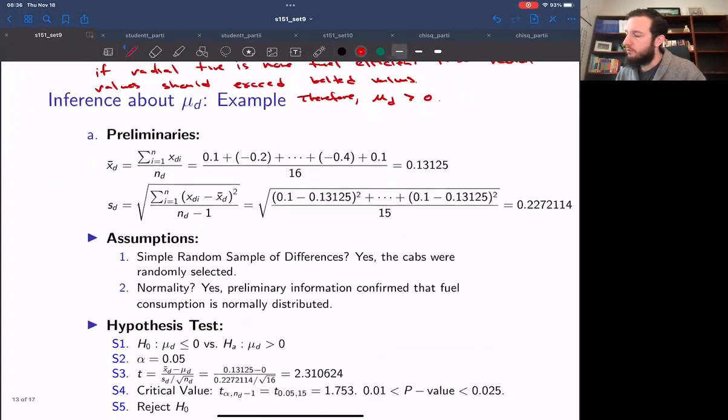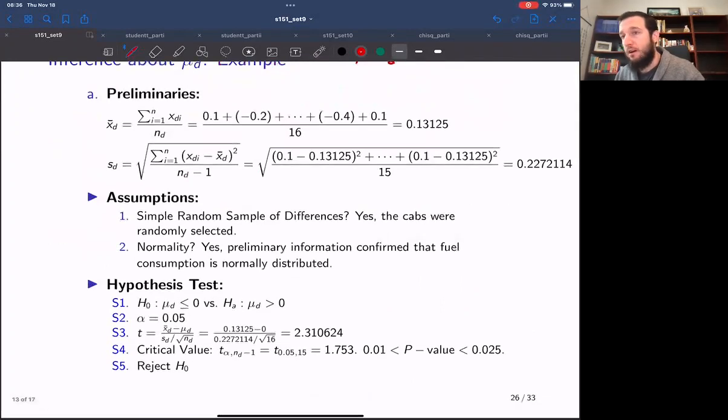Now, in order to construct the test statistic and the confidence interval, we need to have x bar subscript D, little s subscript D, and little n subscript D. Little n subscript D is the easiest because it's just the sample size. So we have 16 differences. So little n subscript D is 16.